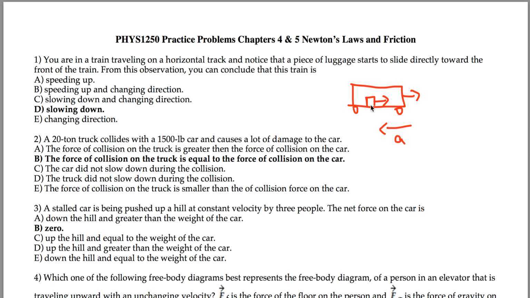And if there's not much friction between the luggage and the floor here, then there's not really any force acting on the luggage, and it's going to keep going straight. So it's going to look as though it is moving towards the front of the train.